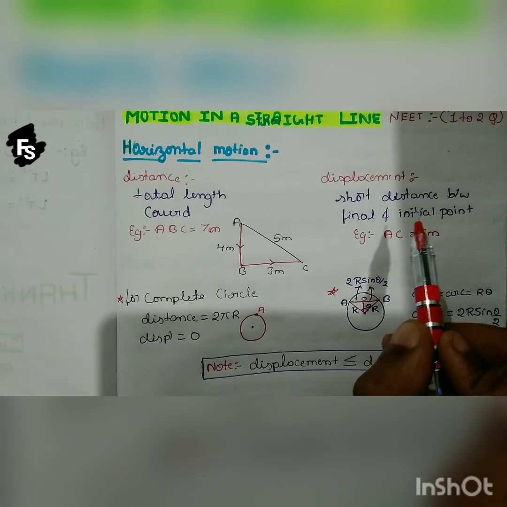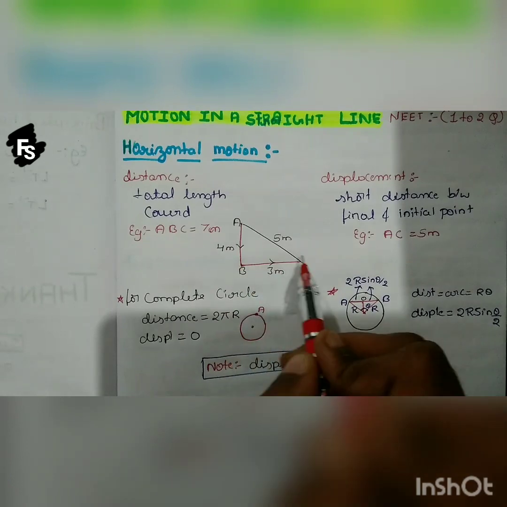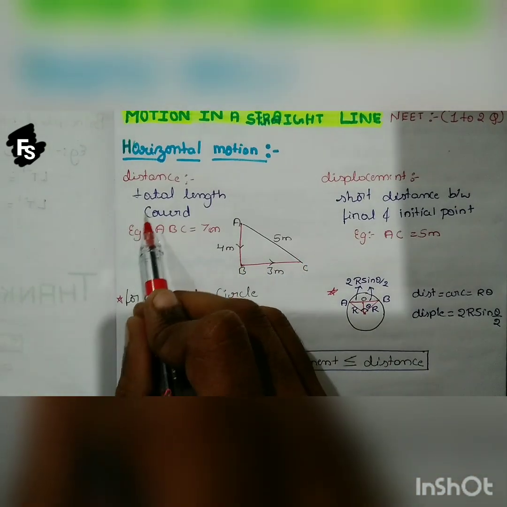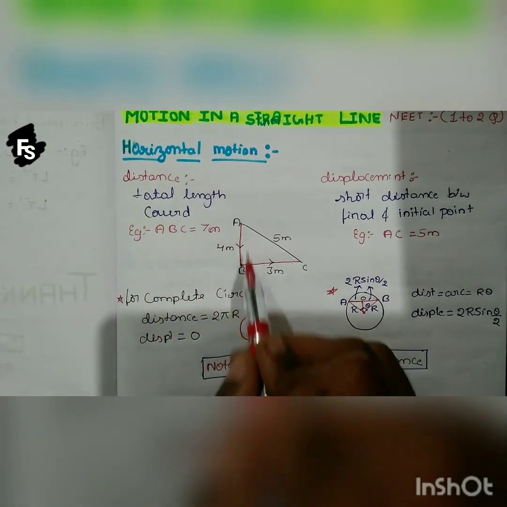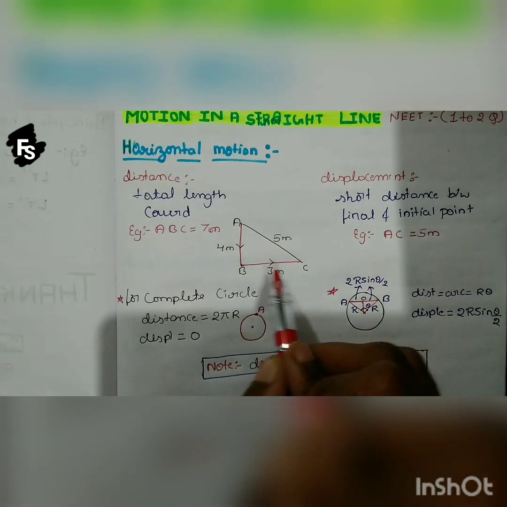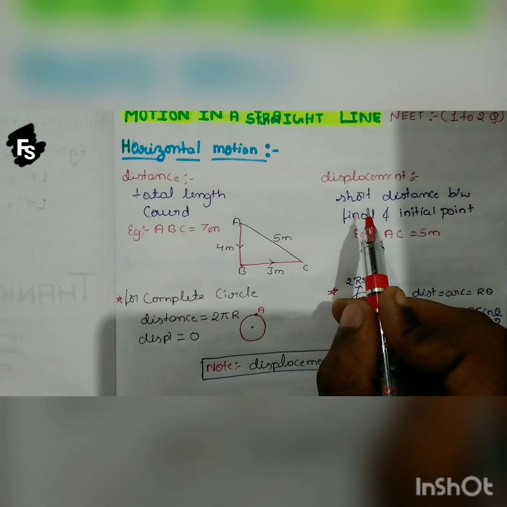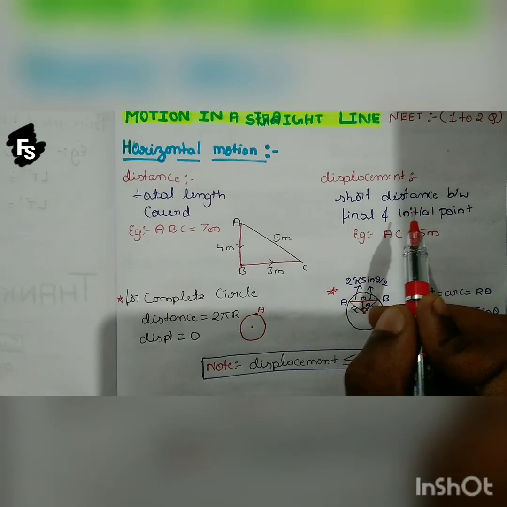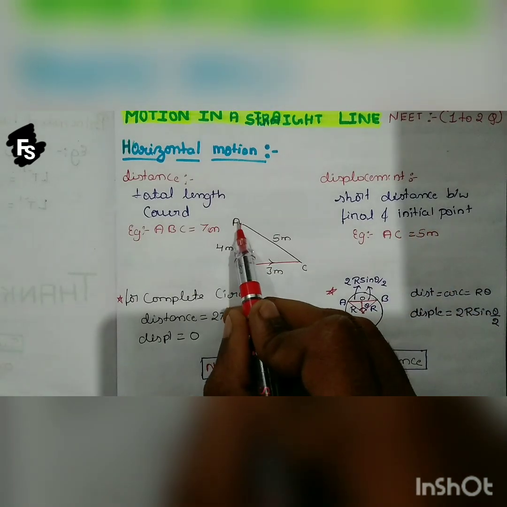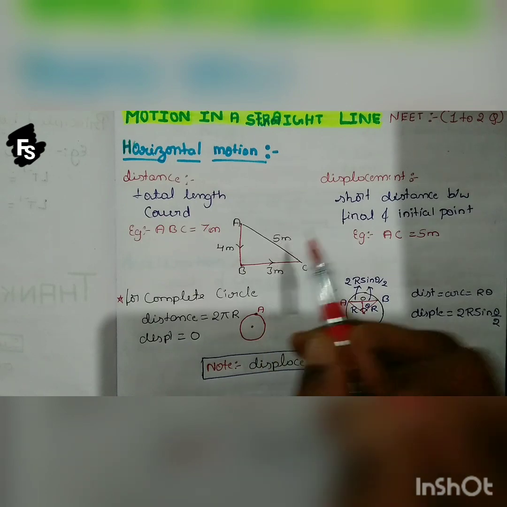Yes, we can explain this by giving an example. See from this diagram, what is distance? Total length covered means A to B and B to C. The object moves from A to B and B to C. Then this length is known as distance. And what is displacement? The shortest distance between final and initial point. This length is known as displacement.